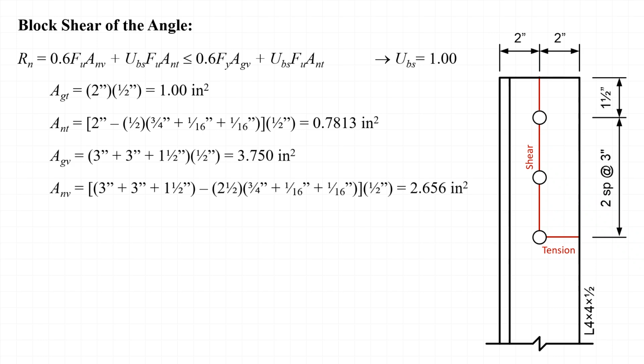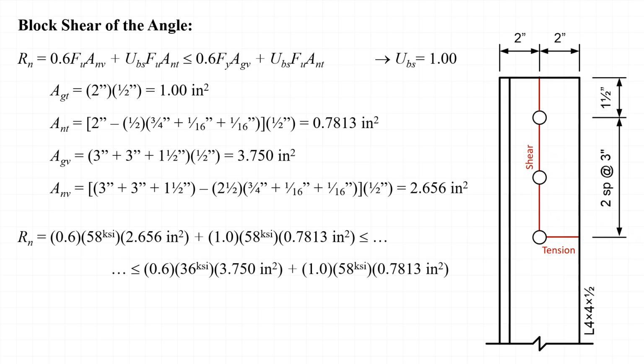The gross area in shear, A sub GV, is equal to the length 7.5 inches times the angle thickness of 1/2 an inch, or 3.75 inches squared. The net area in shear, A sub NV, is calculated by subtracting 2.5 hole diameters from the 7.5 inch length and then multiplying by the angle thickness of 1/2 inch. This results in an area of 2.656 inches squared.